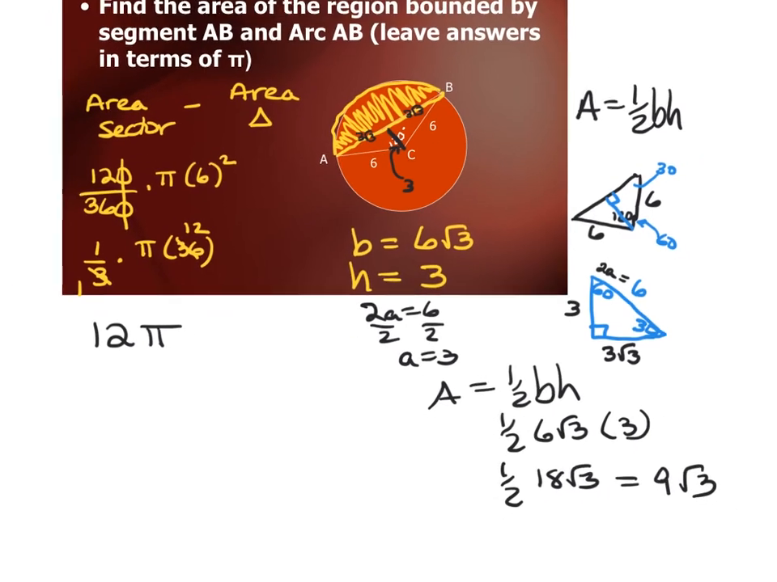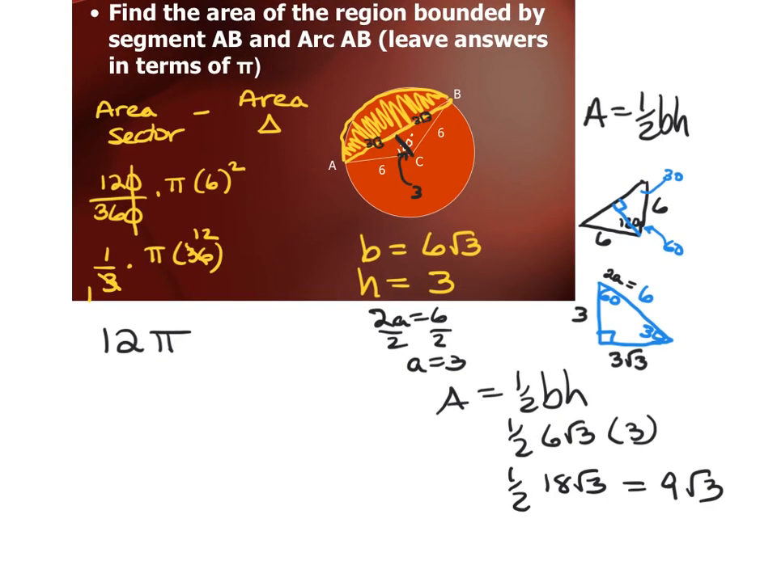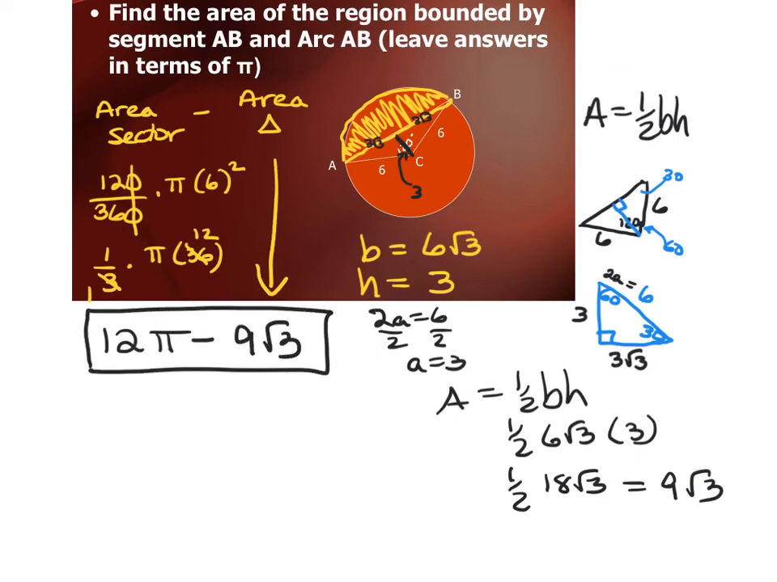So now I'll come over here, and I'm supposed to be filling it in underneath here and subtracting it from the area of the whole sector. I cannot subtract something that does not have a radical, so this would be my final answer if I was not using my calculator.